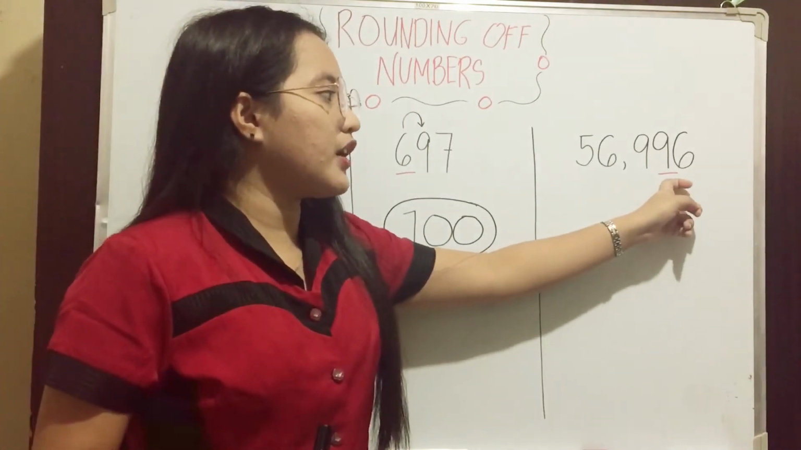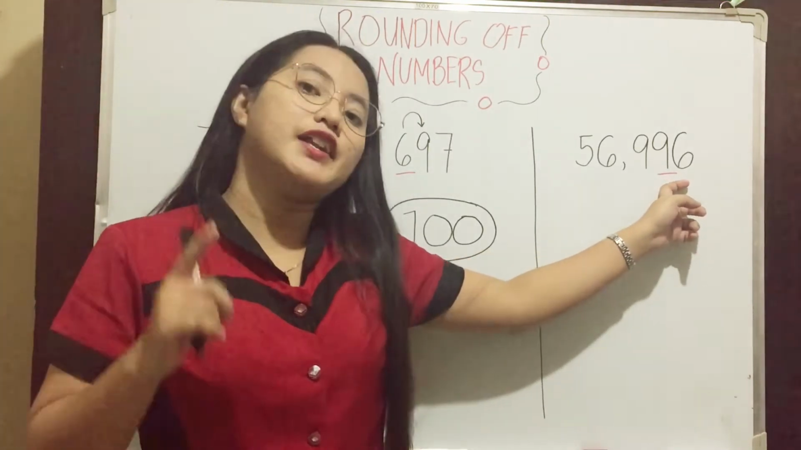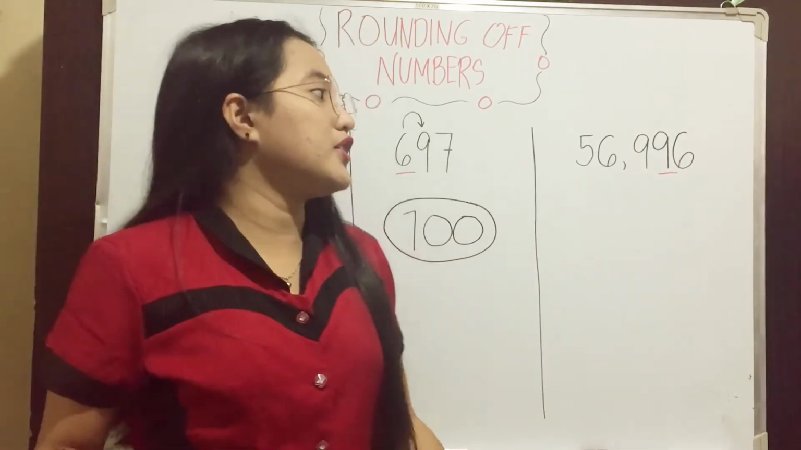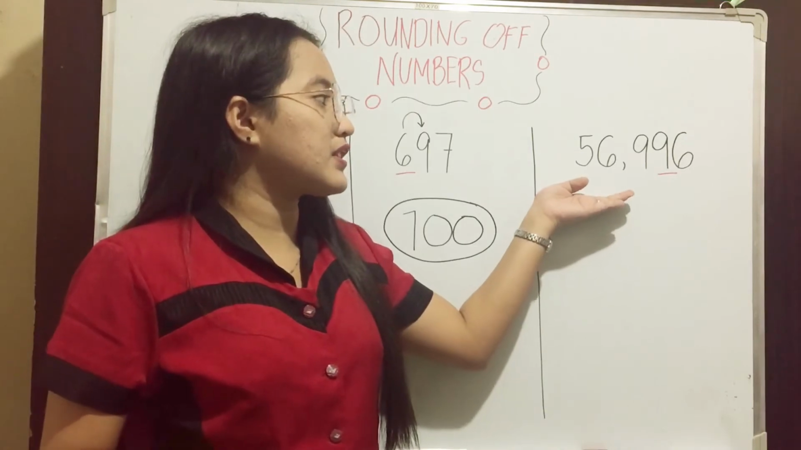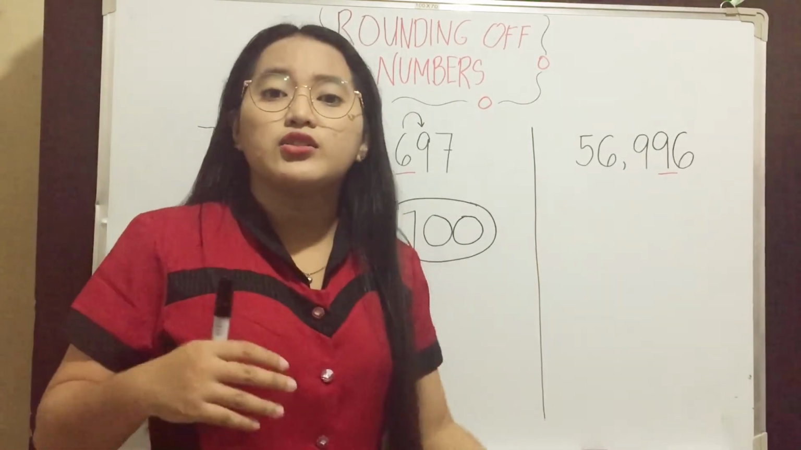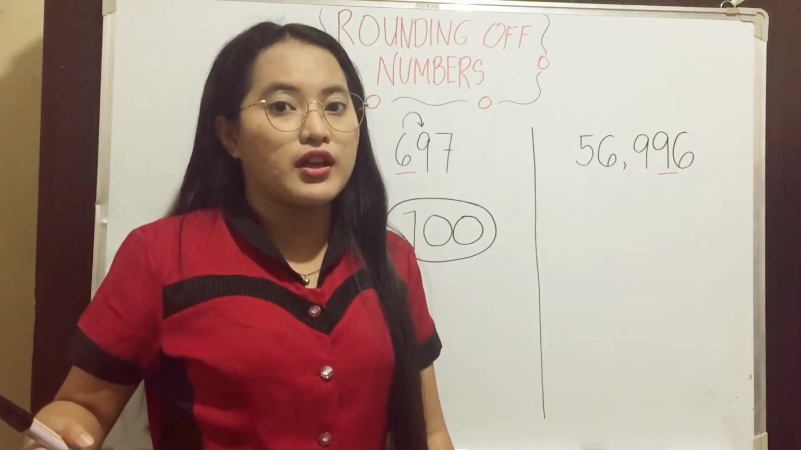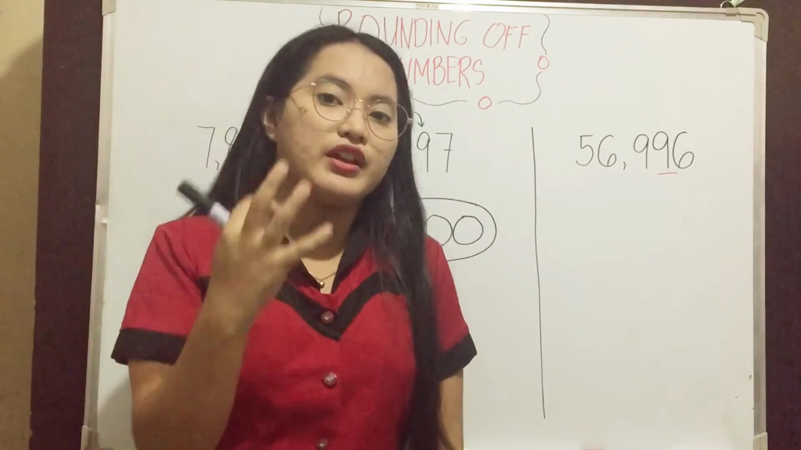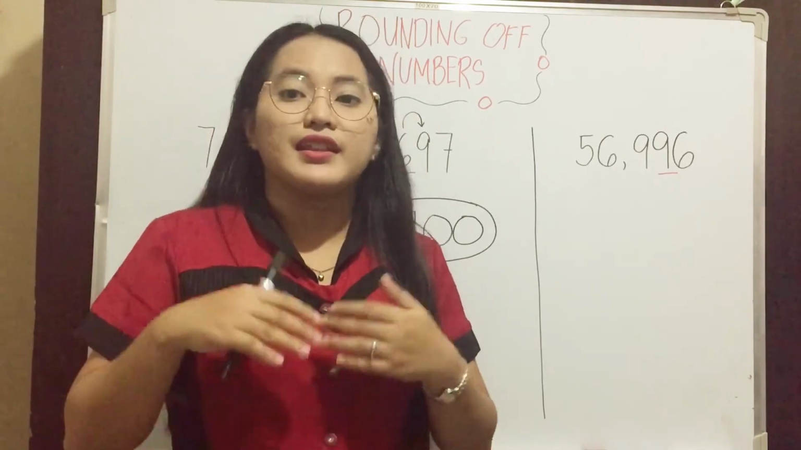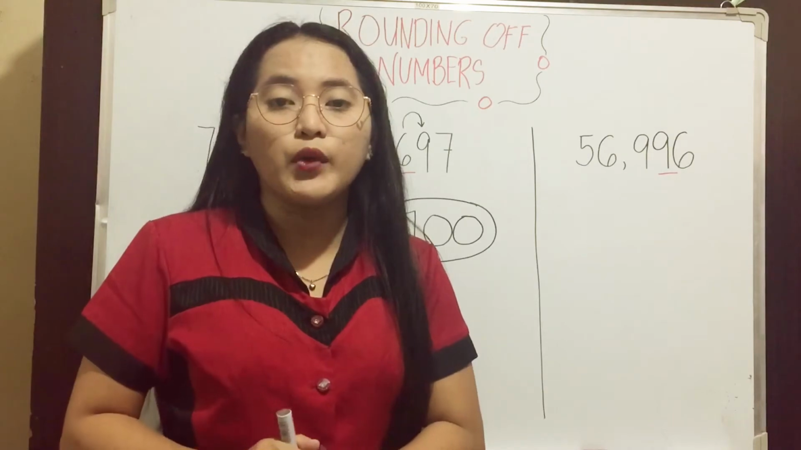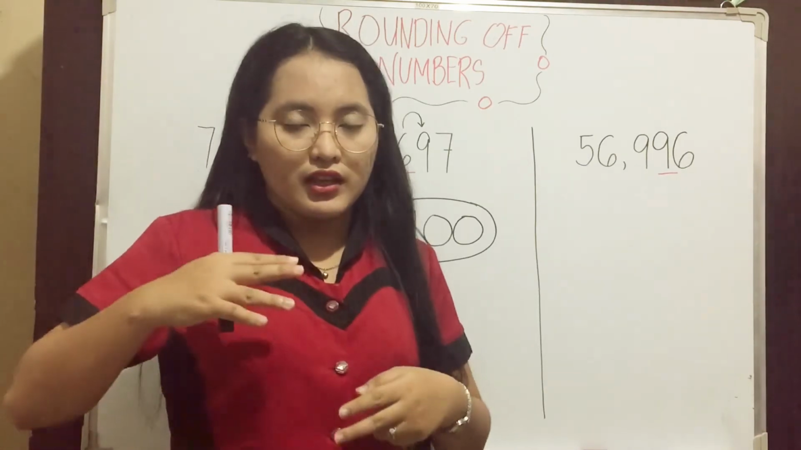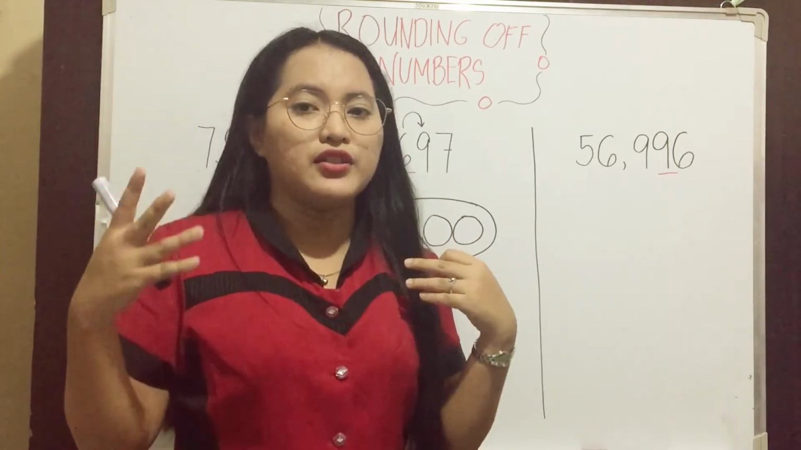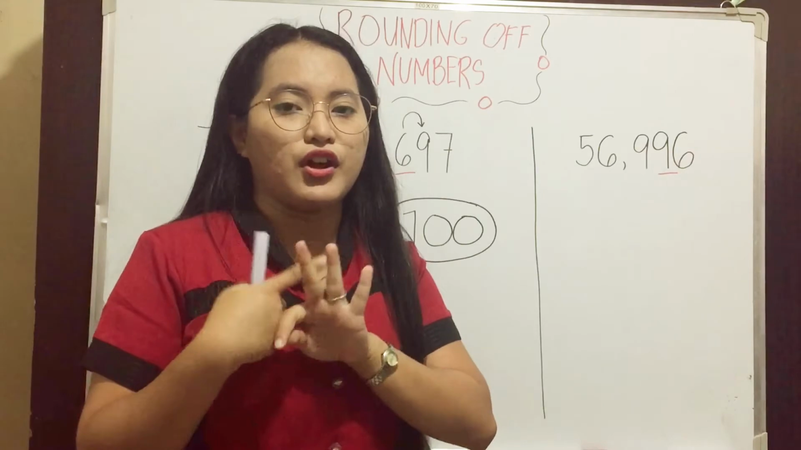The third example, the underlined number is 9. If we translate it into words, we have to round off 56,996 to its nearest tens. This is actually rule 3. This is still connected with our rule 2, but it is actually combined with rule 3. Later you will understand what rule 3 is in rounding off numbers.